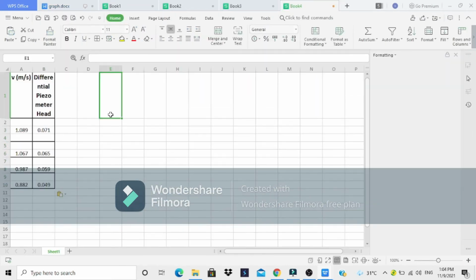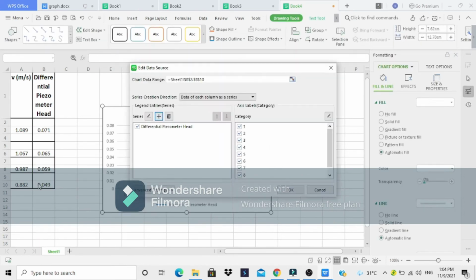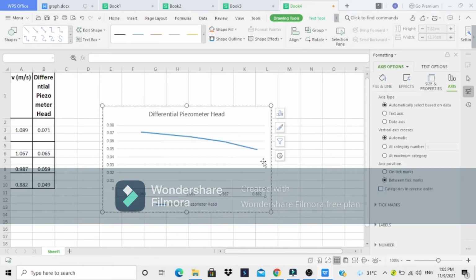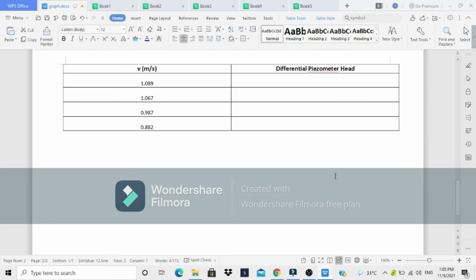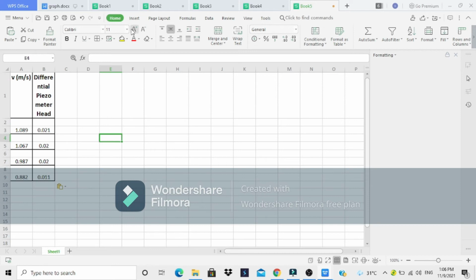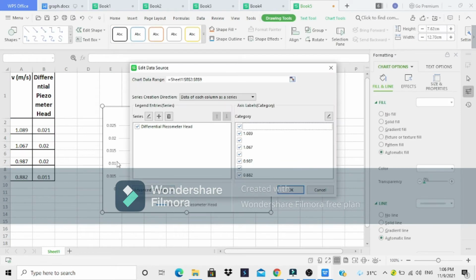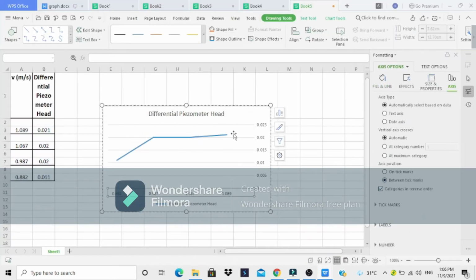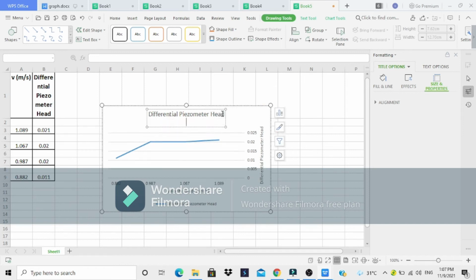So the graphs, all of the graphs here, 6 graphs that I have done, all of them were directly proportional to the x-axis. So it means a differential piezometer head is directly proportional to velocity head. So I've changed to reverse graph, naming all the titles.